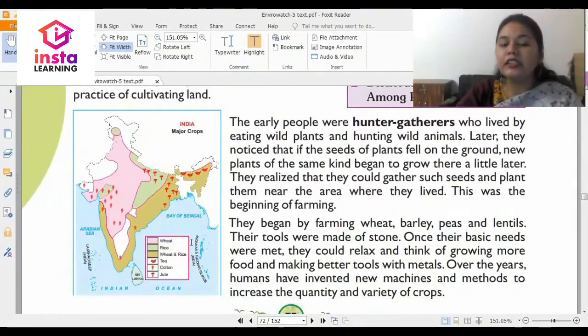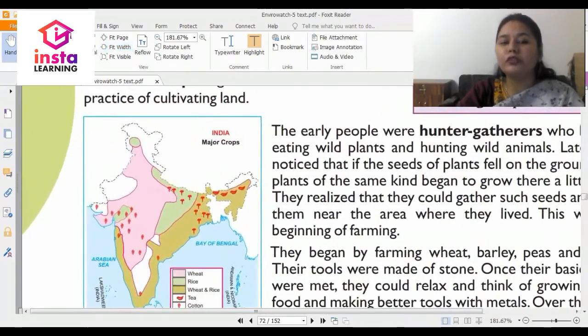So you can see these different crops and you can see the color. This pink shaded region produces wheat. Then this lightish bluish green produces rice. Then the areas which are marked with the mustard color are the regions that produce wheat as well as rice. Then you have tea producing areas and you have cotton producing areas.